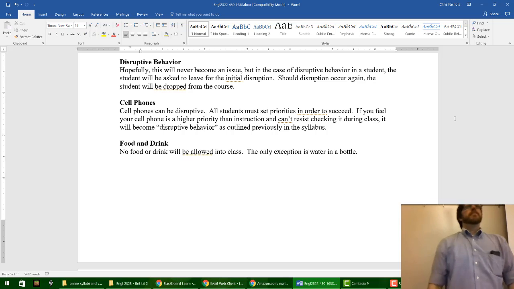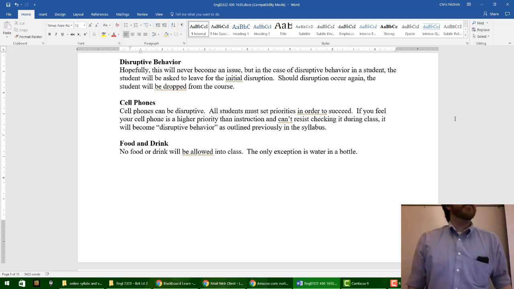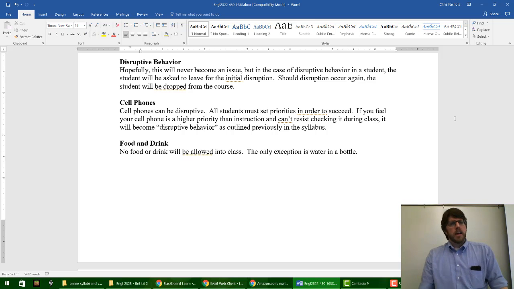Here we go. Speaking of disruptive behavior. Hopefully this will never become an issue, but in the case of disruptive behavior in a student, the student will be asked to leave for the initial disruption. Should disruption occur again, the student will be dropped from the course. Generally speaking, I reserve this for if a fight breaks out, but I've never had that happen before, and I hope not to. I don't deal well with confrontation, and I'd prefer not to have to deal with it at all.